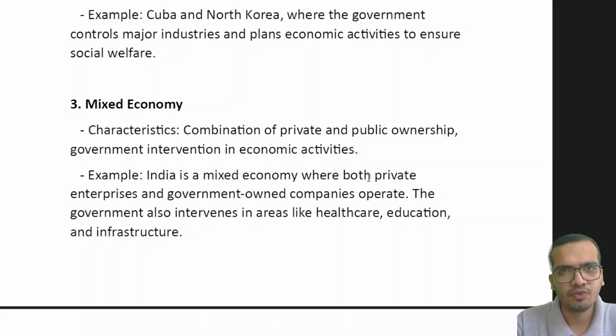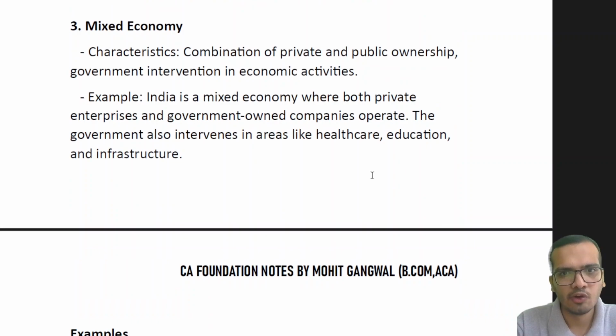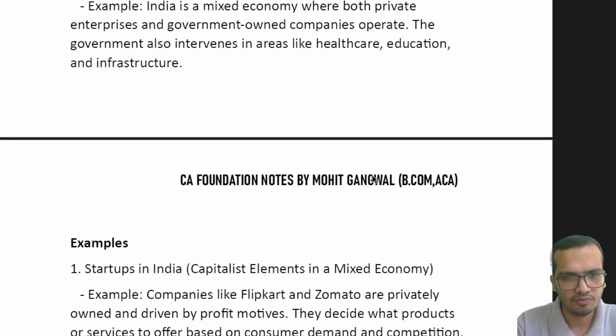It's a combination of private and public ownership, with government intervention in economic activities. A good example is our country, India. India is a mixed economy where both private enterprises and government owned companies operate. The government also intervenes in areas like healthcare, education, and infrastructure. So these three core areas are linked to public welfare, and so government intervention is necessary.